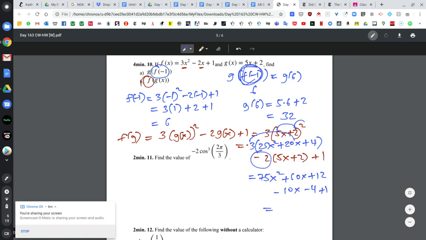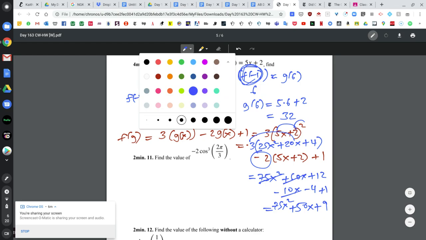Let's combine like terms. So we have 75x squared. And then 60x, take away 10x is 50x. 12, take away 4 is 8, plus 1 is 9. And that's your final answer: 75x squared plus 50x plus 9. Okay. You can pause the video, look over all the work we did. Okay. Let's try question number 11. You can pause the video, attempt it yourselves.